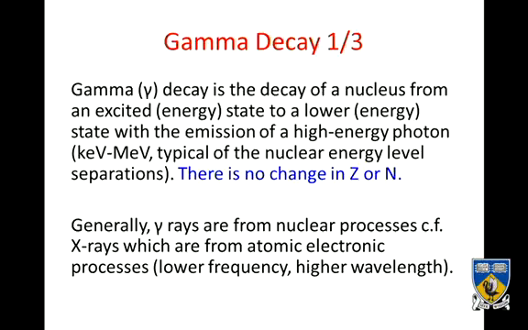Gamma rays typically are from nuclear processes, compared to their higher wavelength cousins, which are usually from atomic electronic processes, right? X-rays have lower frequency and higher wavelength. So the gamma rays are very, very high frequency. They're photons. h times the frequency is very high, but very low wavelength.